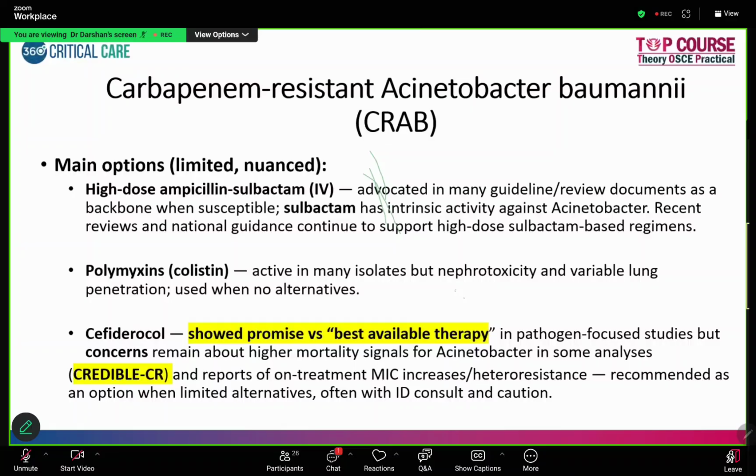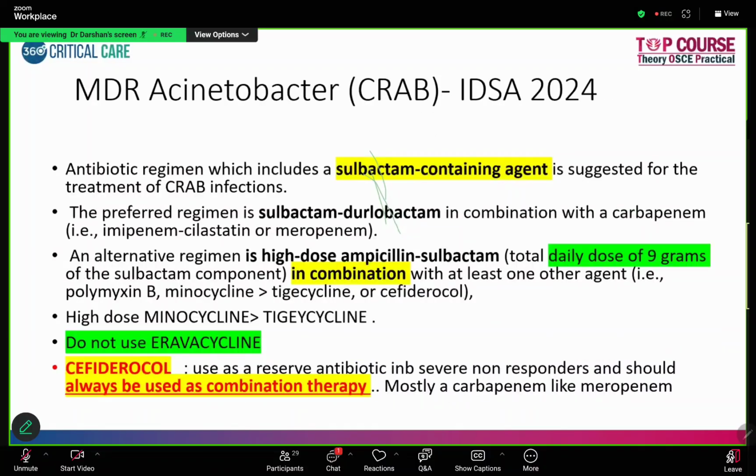Okay, so CRE, you can use cefiderocol. Crab, you can use cefiderocol. But for crab, again, step one, you need to use high dose ampicillin sulbactam. So what is high dose? We'll talk about it.